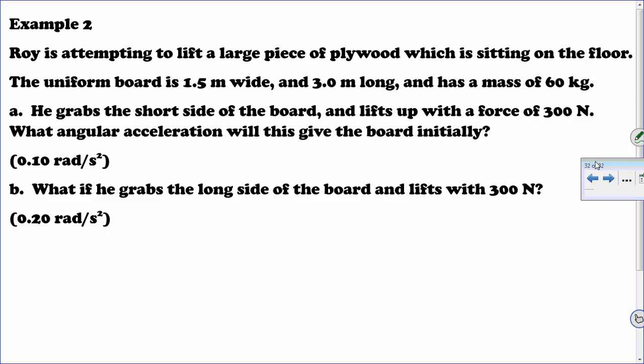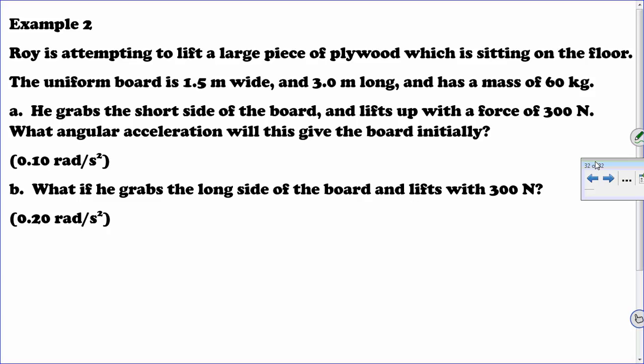In this one we're going to go the other way, and deal with Josh's question from before about whether we need to worry about gravity. Roy's attempting to lift a large piece of plywood that's sitting on the floor. So here's a less dramatic demonstration of it. Big chunk of plywood. It has dimensions of 1.5 meters by 3 meters and a mass of 60 kilograms.